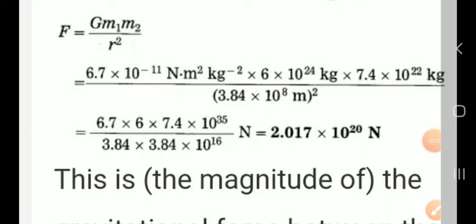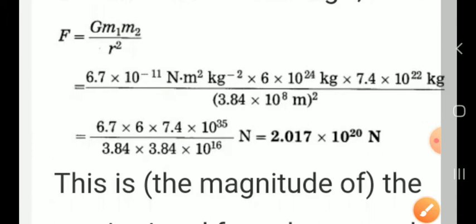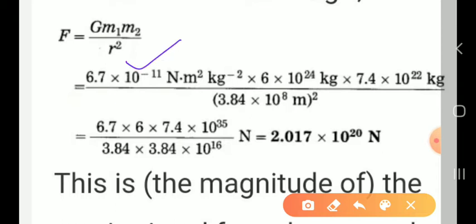So children, here we'll see F is equal to G m1 m2 upon r square. Now we will put the value. G is given how much? 6.7 into 10 raised to minus 11 Newton meter square kilogram minus 2. m1 is given 6 into 10 raised to 24 kilogram.